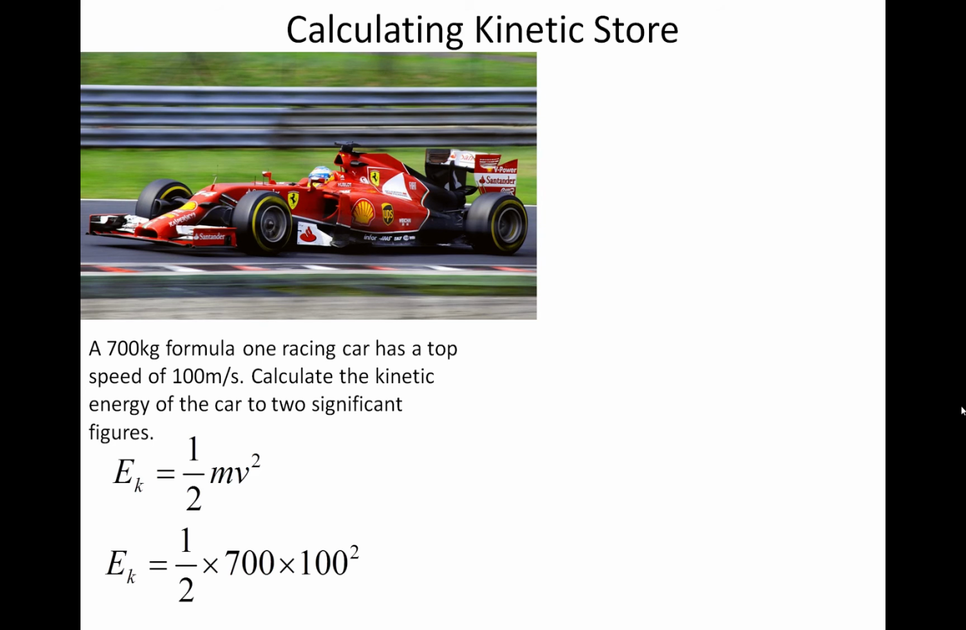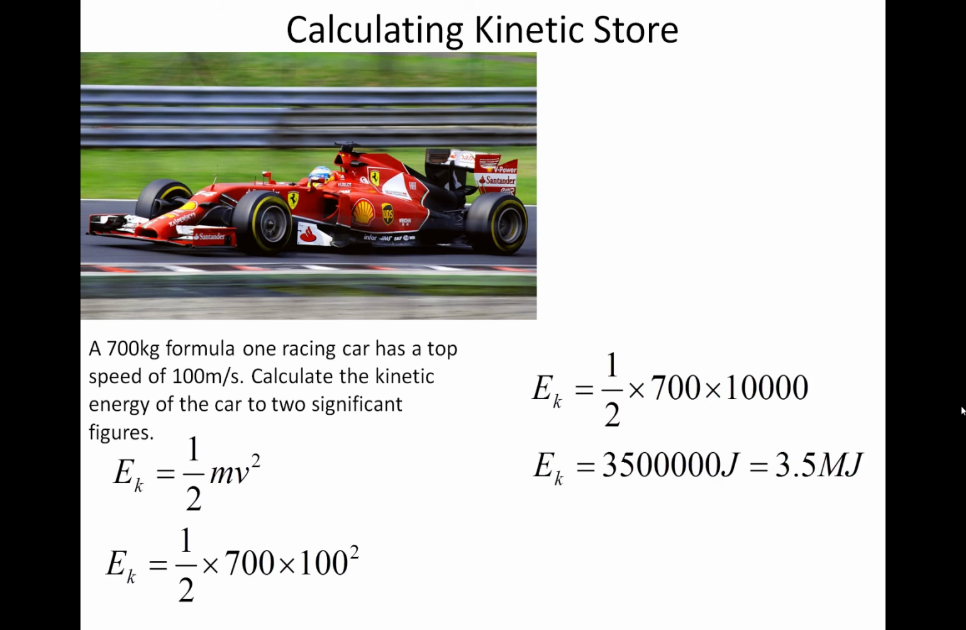So the first thing I'll do is I'll square that number to give us EK equals a half times 700 times by 10,000. Once I've done that, I'll multiply those numbers together, giving us 350,000, which works out as 3.5 million joules, or 3.5 megajoules.